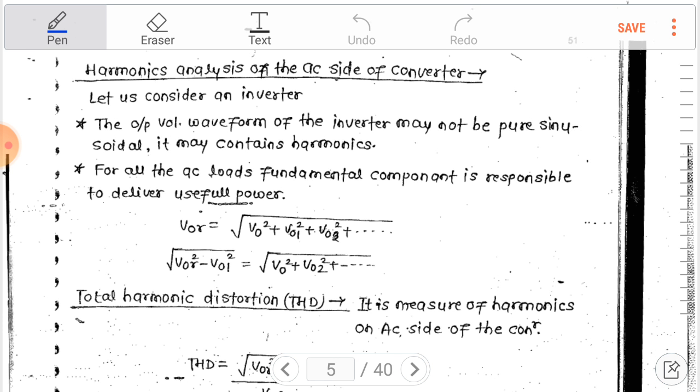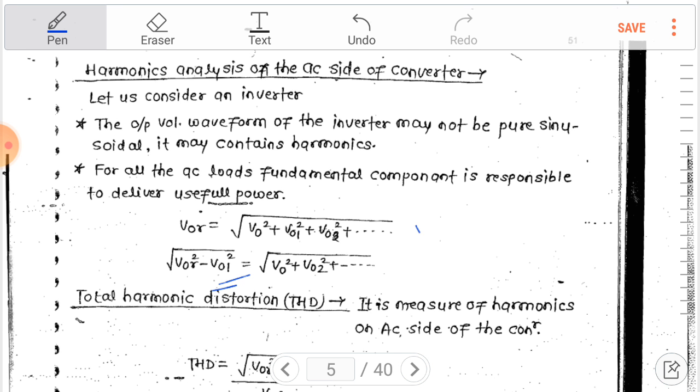So what is the requirement at the output there? There we require a pure sinusoidal AC, but we don't get a sinusoidal AC, so there are harmonics. But what is the requirement there? The useful power is the fundamental magnitude. So the fundamental behaves as the useful part, and the DC component and all other harmonic contents represent the useless power, which consists of harmonics.